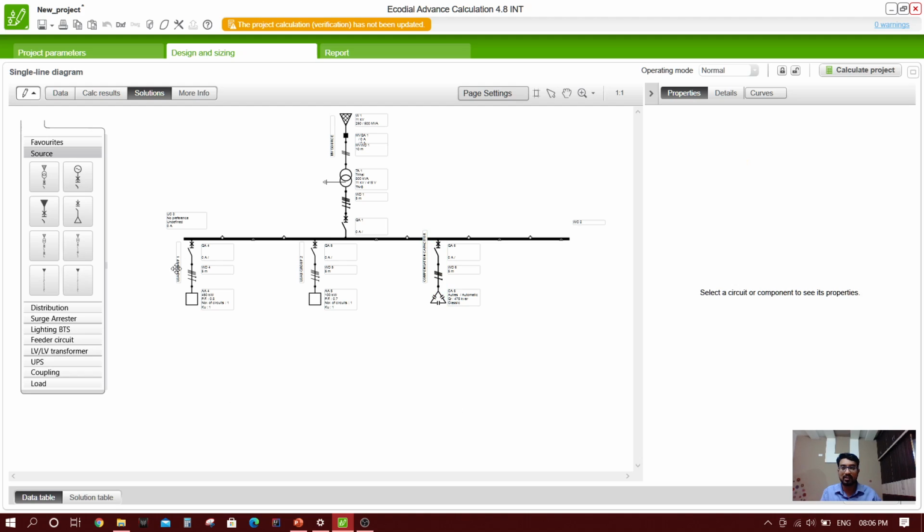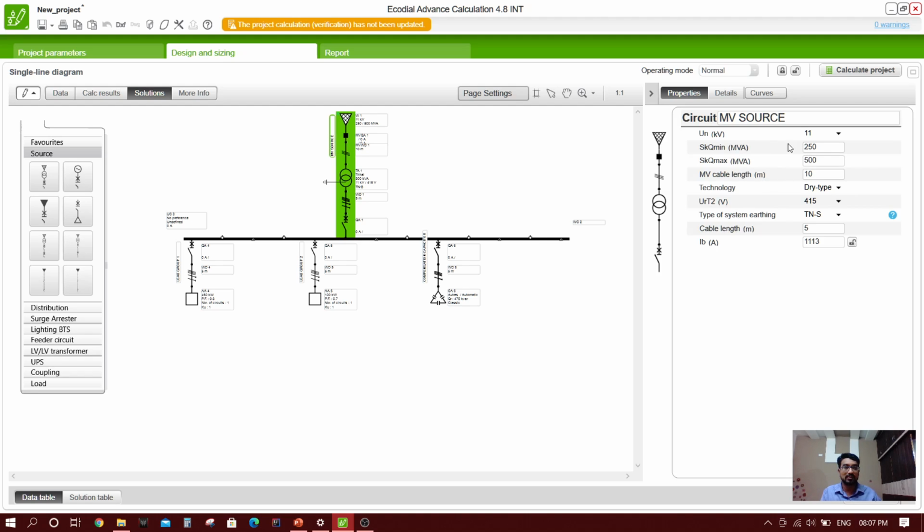Now we are done drawing the single line diagram. This is the single line diagram for the given exercise. Whatever is present above this horizontal line is the source side and whatever is present below this horizontal line is the load side. On the source side we have a transformer having 11 kV on the primary side and 450 volts on the secondary side.